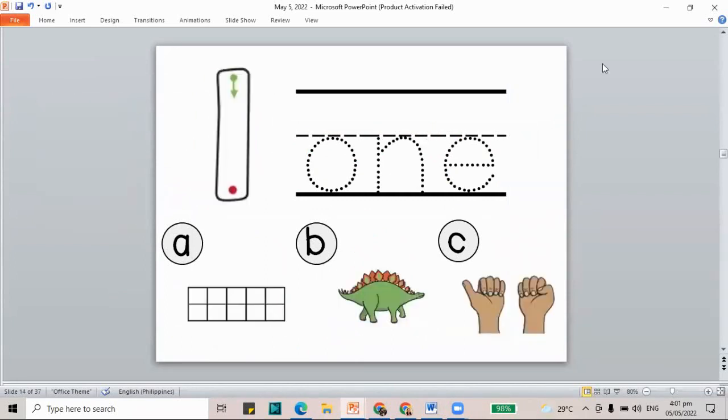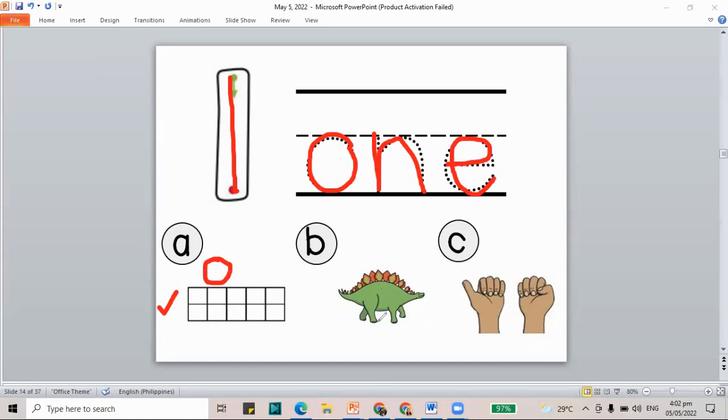1. Let's make number 1 straight line down like this. It's number 1. Let's spell the word O, N, and letter E. That's 1. Now, where is 1? What are the pictures that we need to circle for 1? This one is an empty frame. No dots found. That's 0.